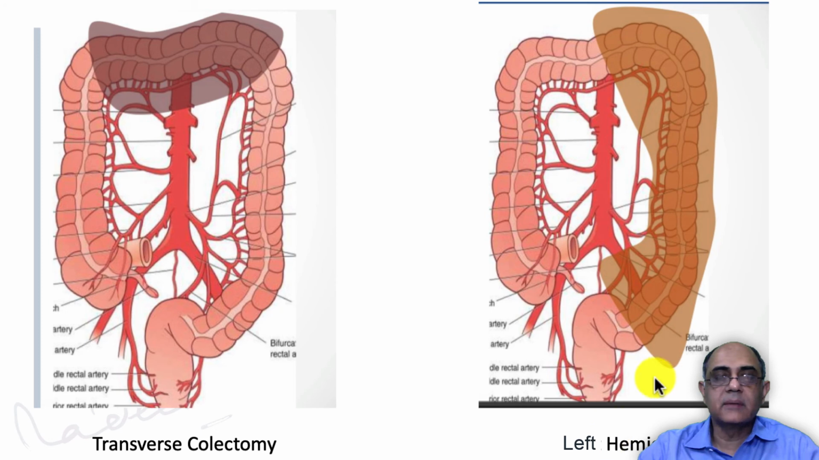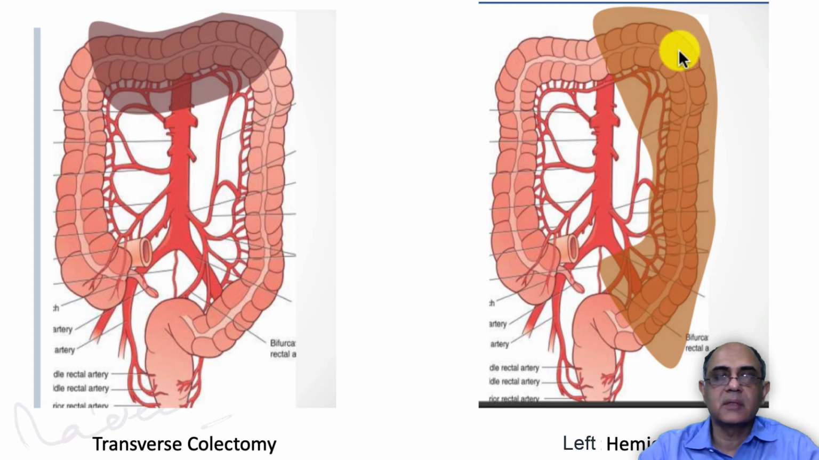Then comes the left hemicolectomy. When you have removed the whole of the left colon, the splenic flexure, the distal transverse colon, the descending colon, and part of the sigmoid colon by tying the branches of the inferior mesenteric artery. This is the left hemicolectomy.